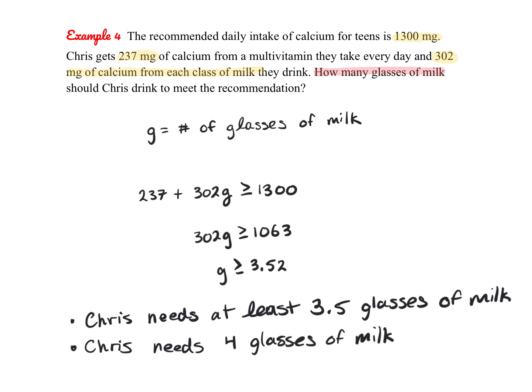We would always want to round up for this because if we rounded down, then Chris wouldn't be getting enough calcium. So it really depends on how you want to look at it. If in your mind you think it's possible for someone to drink a half glass of milk, which it completely is, we could write our answer like this, but if you want to just go for full glasses, then we would round up to 4 glasses.